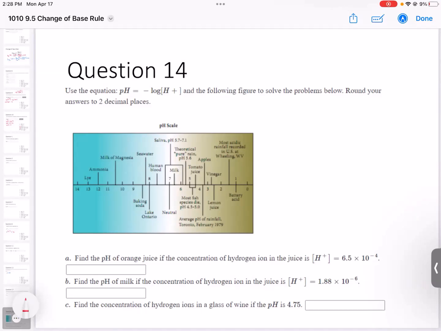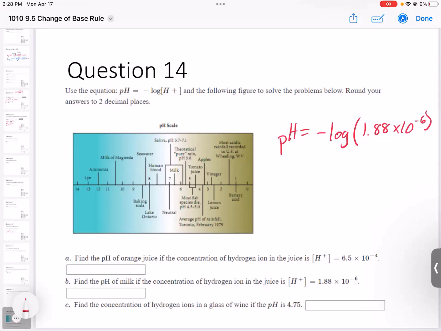I don't know exactly how they measure it. If you're in chemistry, then you would know. But that number describes the concentration of hydrogen ions in some type of liquid or substance. So on parts A and B, you're asked to find the pH when you're given the concentration of hydrogen ions. Let's do part B. The pH of part B is going to be the opposite of log of 1.88 times 10 to the -6. Basically you just plug that into your calculator and figure out what that is.